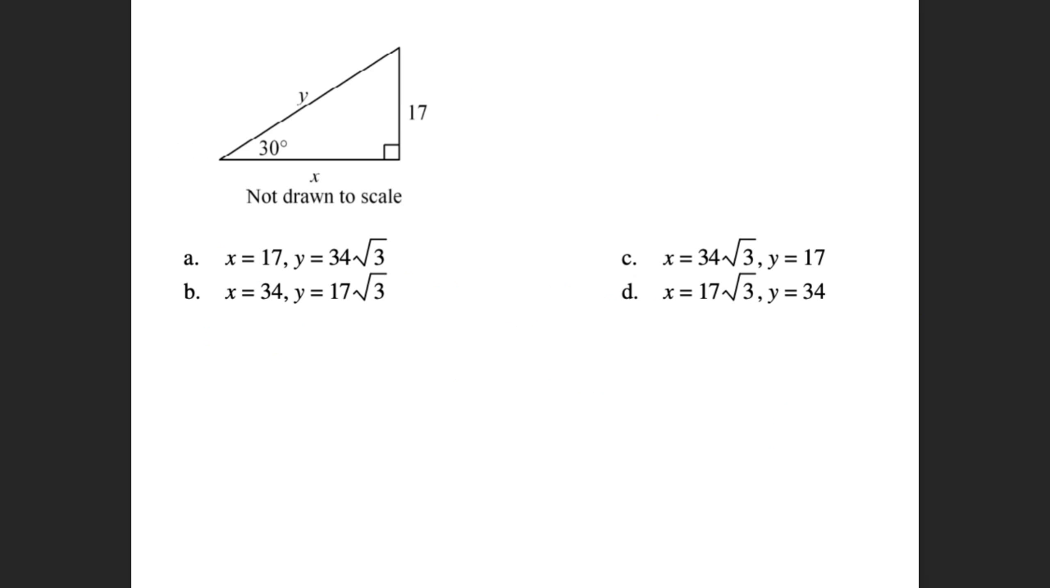Here it says not drawn to scale, but they want to know what the two sides are. So this is a 30-60-90 triangle. I know what the short side is. So what is the hypotenuse? Well, the hypotenuse is always double that, so that's 34. The long leg of a 30-60-90 triangle is the short leg times square root of 3. Boom, done. So y is 34, and x is 17 square root of 3. Yes, boom.